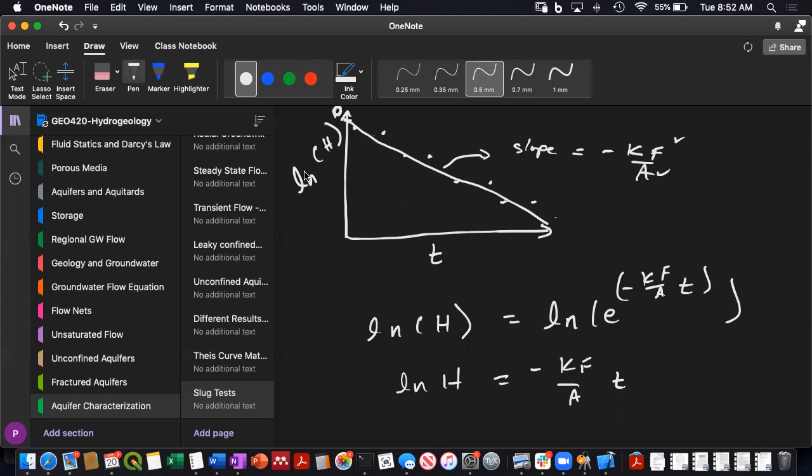How do you plot the natural log of H? Just take your data. Like in Excel, if I had a column that was this H, I'd make another column that was equal to the natural log of H. And then I would plot those two. But yeah, just do the calculation, get that list of natural log of H's and then plot that versus time.